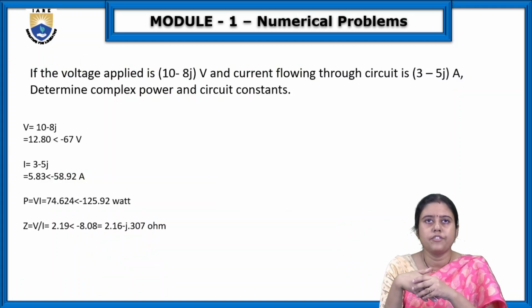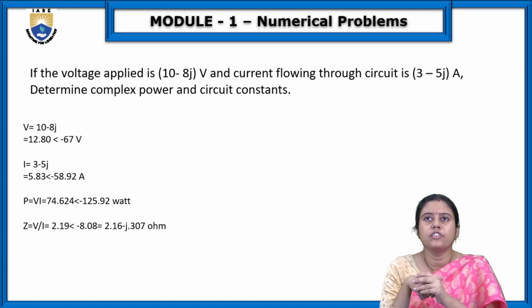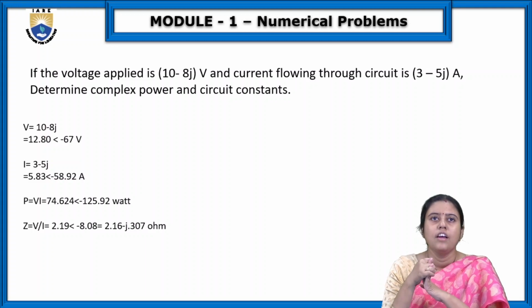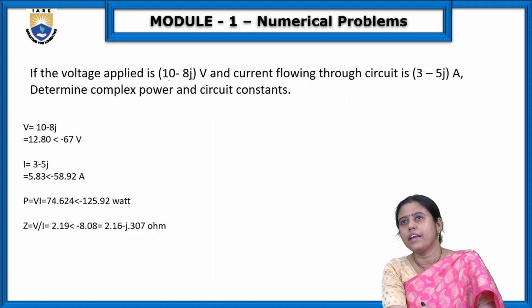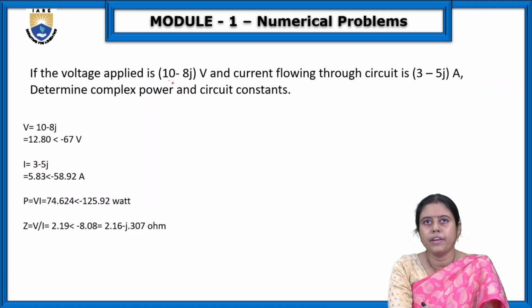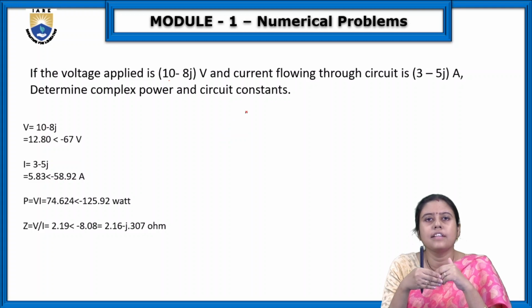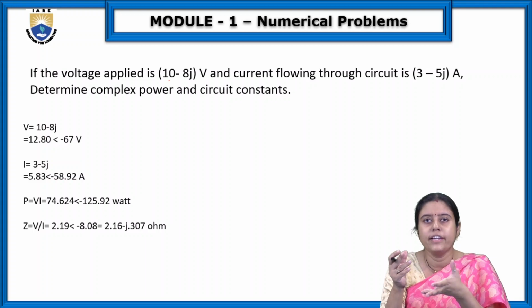Now we are going for the next problem. If the voltage applied is 10 minus 8J volt and the current flowing through the circuit is 3 minus 5J ampere, determine the complex power and circuit constant. So the voltage is given as 10 minus 8J. In the first class we told about the different types of coordinates. So this is given in the rectangular coordinate.